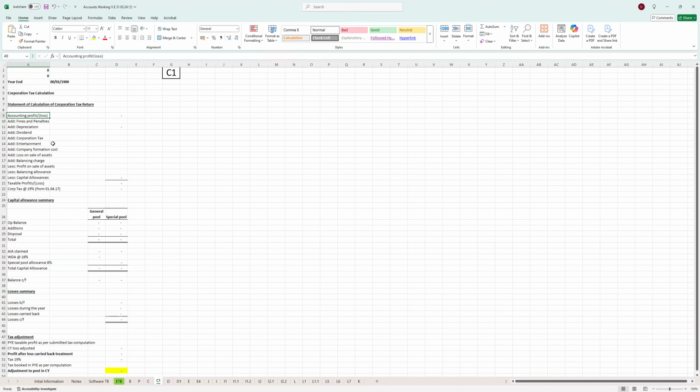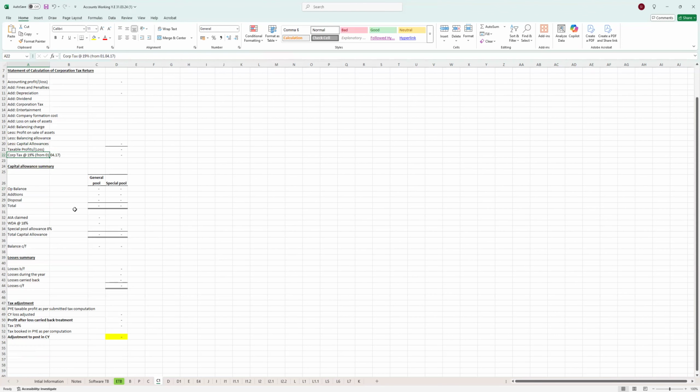And with that, we need to add fines or penalties, depreciation, dividend, corporation tax, entertainment, company formation cost, loss on sale, then balancing charge, all these things we need to add back. And we also need to minus the capital allowance, balancing allowance, or if there is a profit on sale of a non-current asset or disposal. And that's how we find the taxable profit. And on this taxable profit, you're going to calculate the corporation tax.